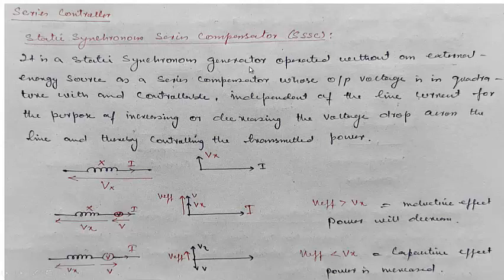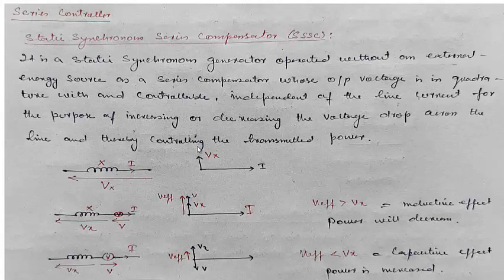It is a static synchronous generator operated without an external energy source as a series compensator whose output voltage is in quadrature with the line current and independent of it, for the purpose of increasing or decreasing the voltage drop across the line and thereby controlling the transmitted power.